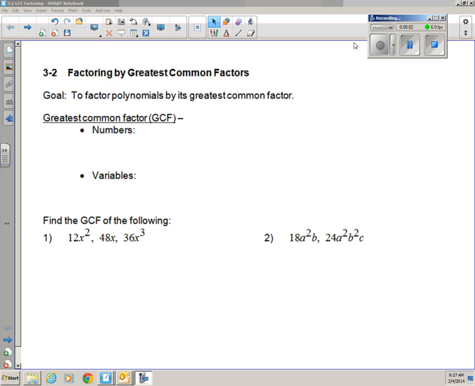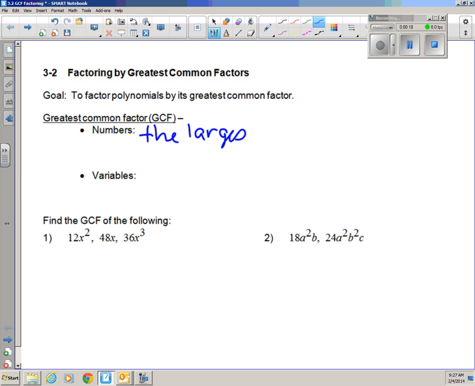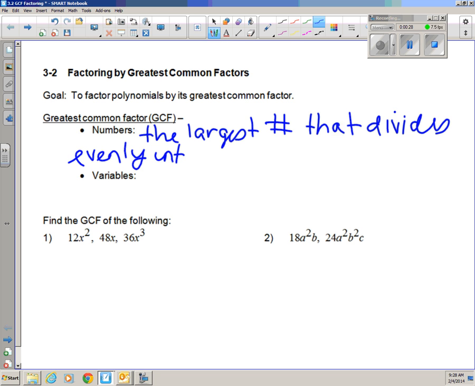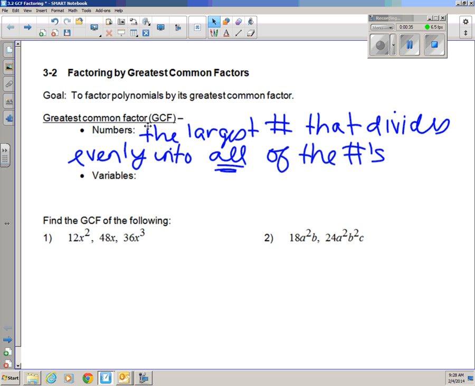All right, so for today's lesson, we are going to do factoring by GCF, by greatest common factor. What you need to understand is that in order to find the greatest common factor of numbers, you want to find the largest number that divides evenly into all of the numbers. Okay, so the GCF for a number is the largest number that divides evenly into all of the numbers that are there.